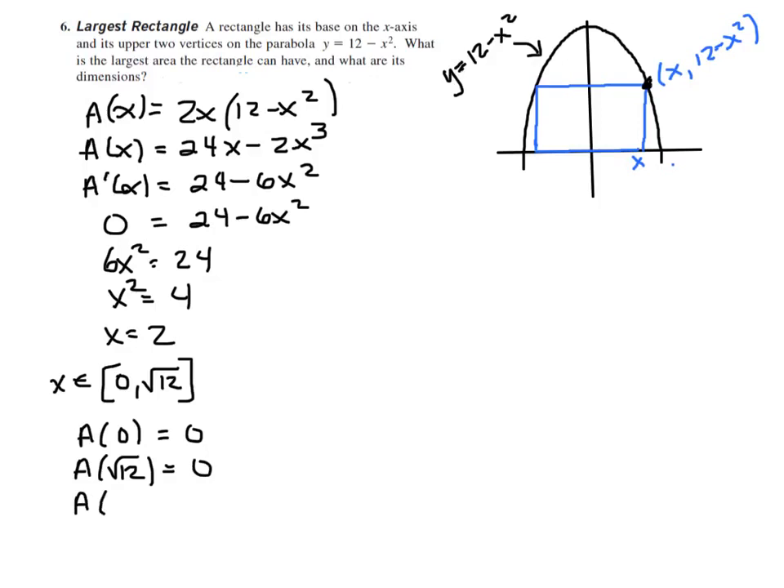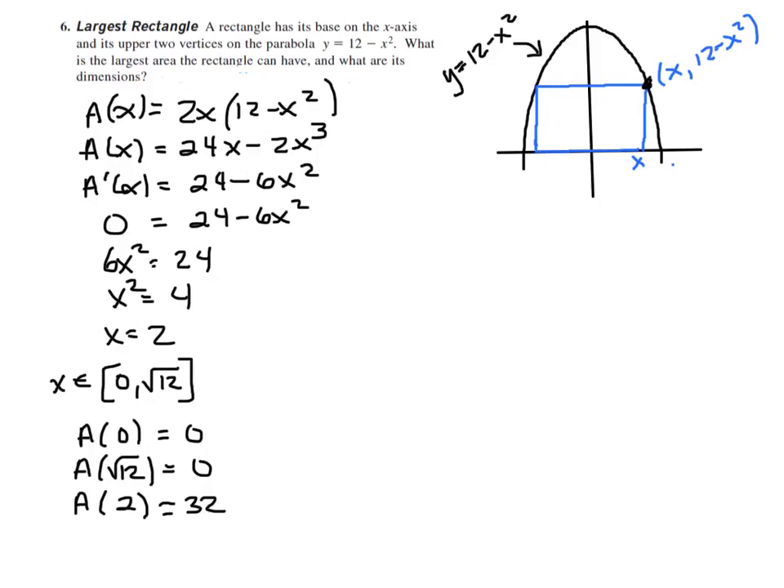And when we plug in our critical point 2, we get 4 times, and 2 squared is 4, 12 minus 4 is 8, so it'll be 4 by 8. And that will give me an area of 32 square units. And that will be definitely our max.